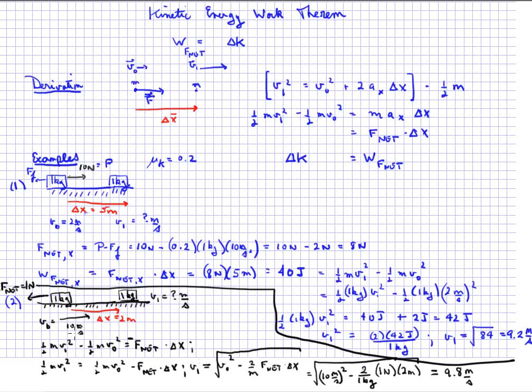It started with a rightward velocity of 10 meters per second. And after this happens, after it displaces delta x equals 2 meters to the right with a 1 newton net force to the left, it slows to 9.8 meters per second.